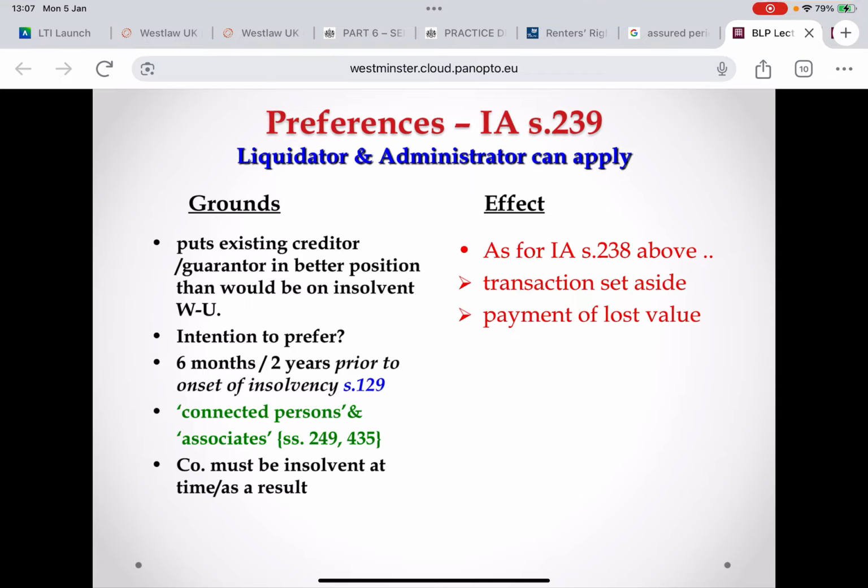Well, quite clearly, if you pay a creditor off, are they in a better position than they would be by being an unpaid creditor in liquidation? The answer is absolutely crystal clear, yes. For a transaction to be challenged as a preference, the liquidator or the administrator will have to make sure that it is clear there was the intention to prefer. There was an intention to prefer creditor number 3 out of a list of 10 creditors.